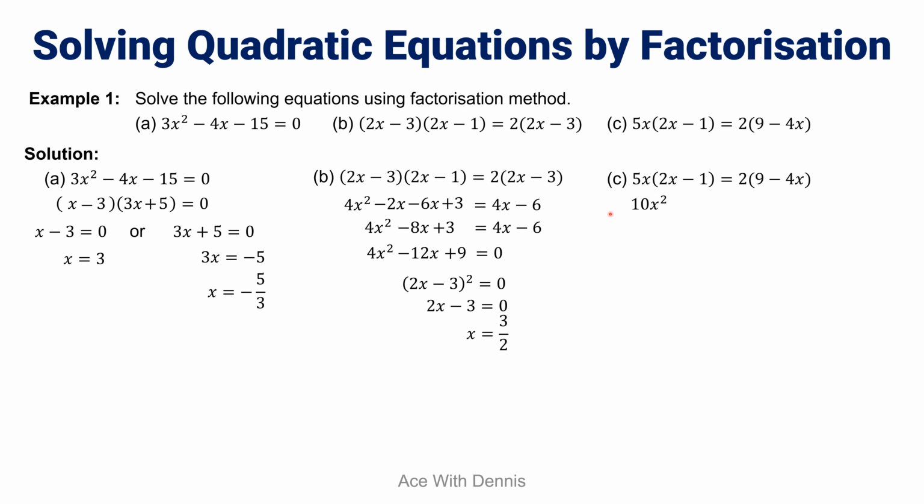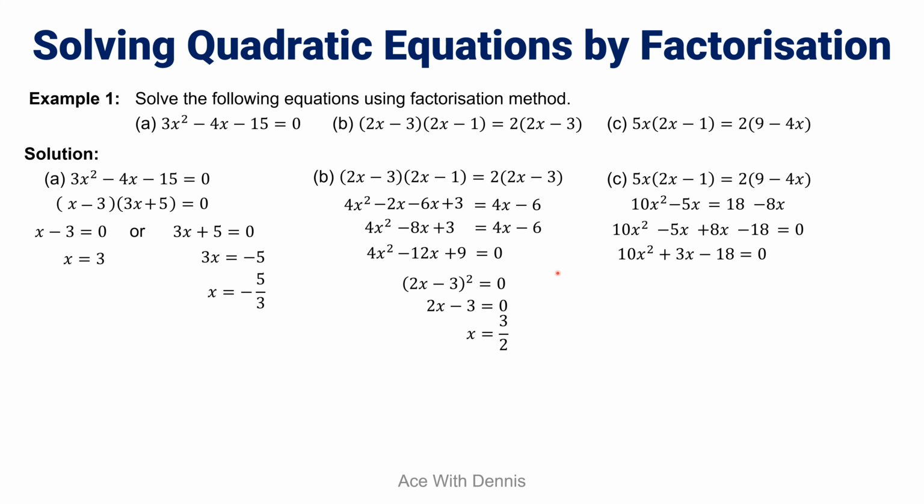Again, we have to expand the brackets here. For here, I will get 10x squared minus 5x equals 18 minus 8x. As I see that the x squared term is positive at the left hand side, so I will keep it at the left hand side. That means I have to move these two terms to the left hand side to make the right hand side 0. So if I move it to the left hand side, then I will get 10x squared minus 5x plus 8x minus 18 equals 0. Simplify further, I will get 10x squared plus 3x minus 18 equals 0.